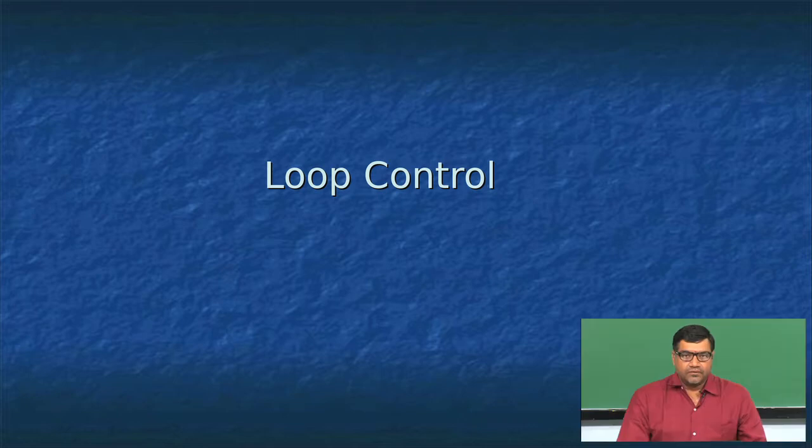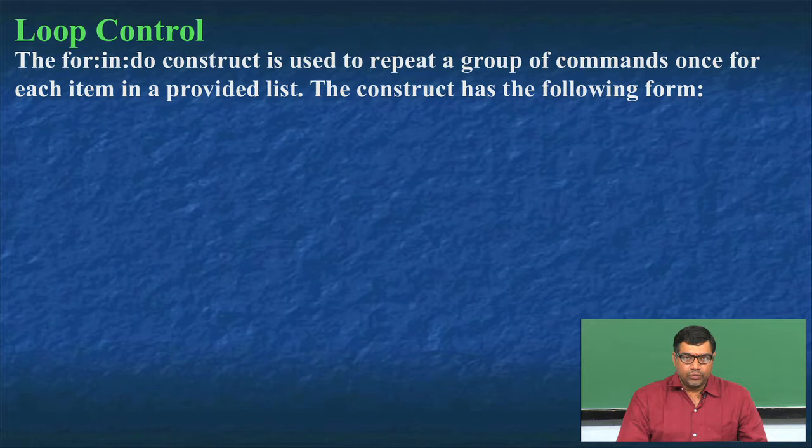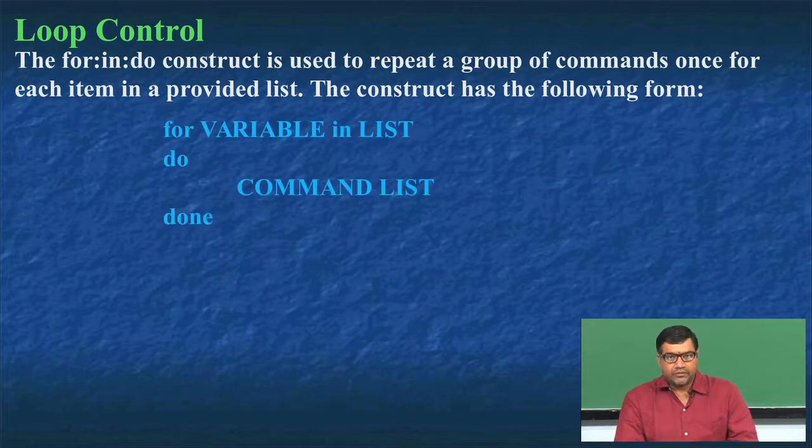Now, the first loop control mechanism we are going to look at is the for loop, okay, and the construct that we are going to look at is for in do construct, which is used essentially to repeat a group of commands once for each item in the provided list. Say for example, in our previous case it could be the argument list that we are giving.